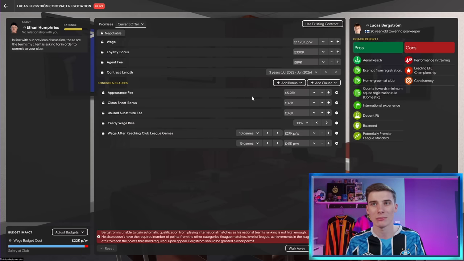Now, if you've got a player that maybe isn't going to play that much, it could make sense to do this. Say it's an old player who's been injury prone. You could knock down his wage and give him more of an appearance fee. That way, if he does end up playing, you pay him, but his general wage is going to be less. However, with most players, it makes sense to increase their salary a little bit and get rid of the appearance fee. Now, Bergstrom isn't really a starter for Chelsea, so this one isn't the best example, but let's imagine he was our first choice goalkeeper and he was going to play every game.